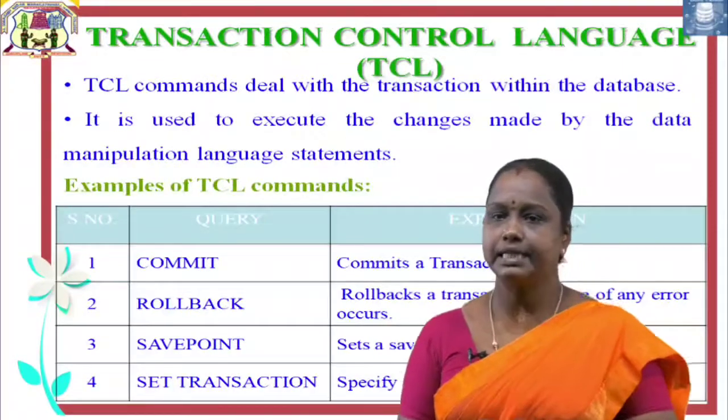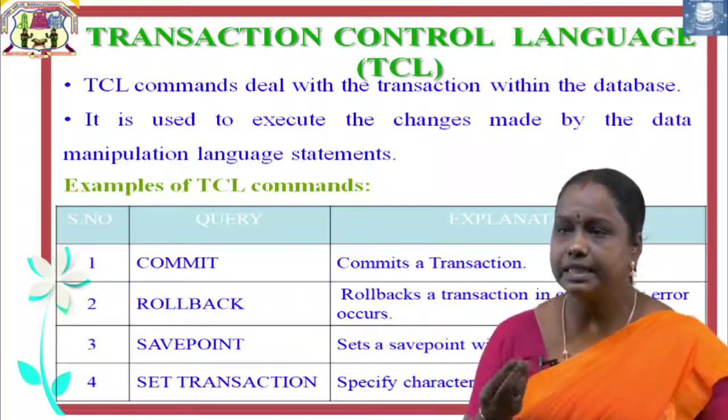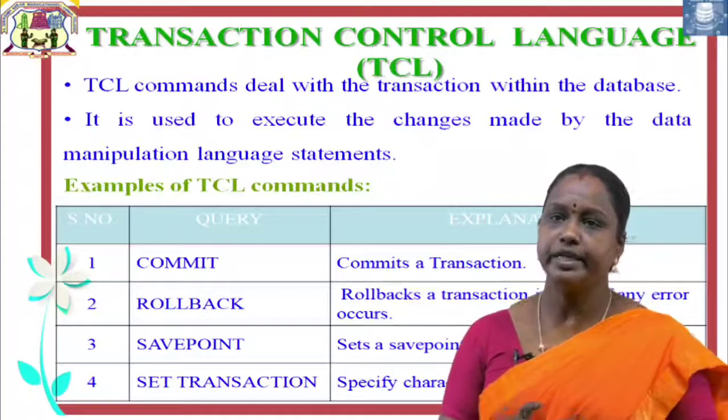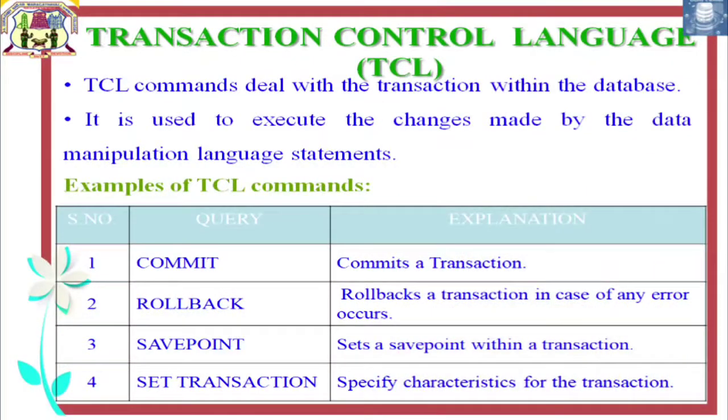And then last one is TCL, transaction control language. The TCL commands deal with the transactions within the database. It is used to execute the changes made by the data manipulation language statements. Some of the examples of TCL commands are, first one is commit. It is used to commit a transaction. Second one is rollback. It is used to roll back a transaction in case any error occurs in the table. And third one is savepoint. It sets a savepoint within a transaction. And last one is set transaction. It is used to specify characteristics for the transaction.